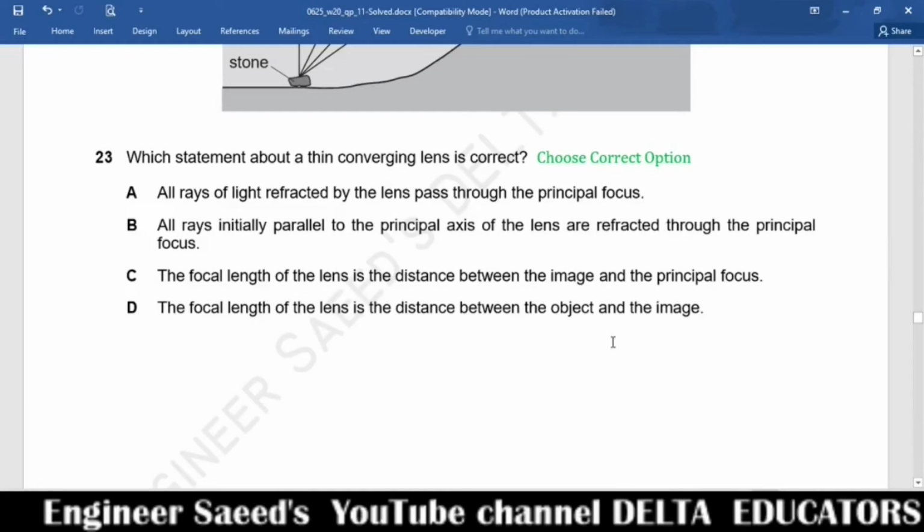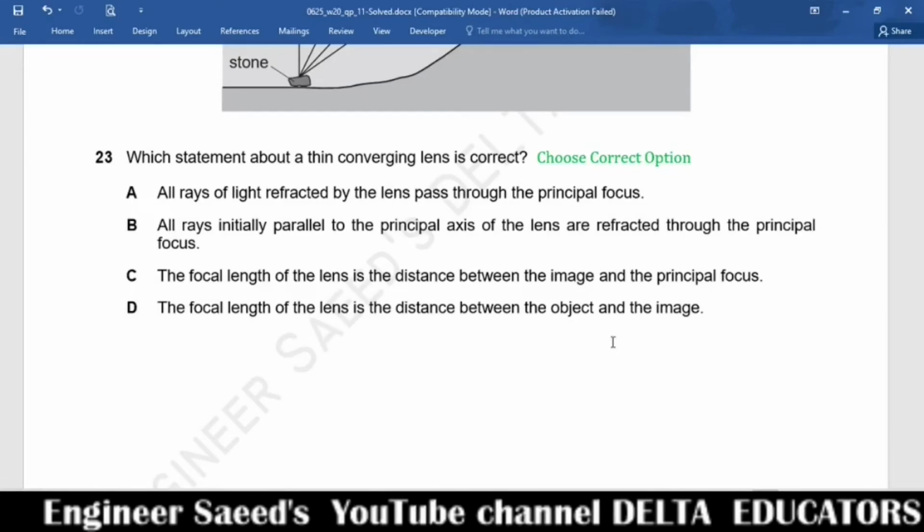Question number 23, which statement about a thin converging lens is correct? Option A, all rays of light refracted by the lens pass through the principal focus. It is incorrect. Only the rays that are parallel to the principal axis will pass through the principal focus. So A is incorrect.